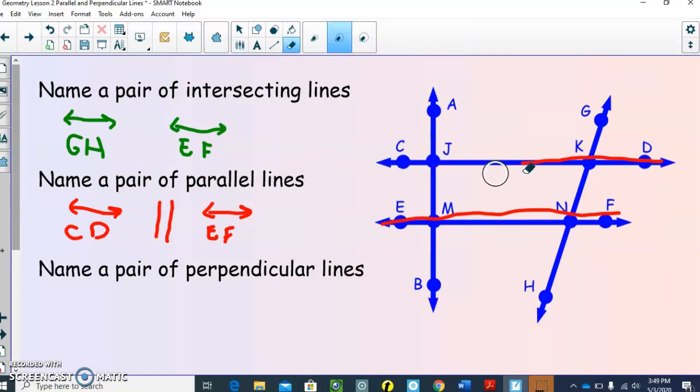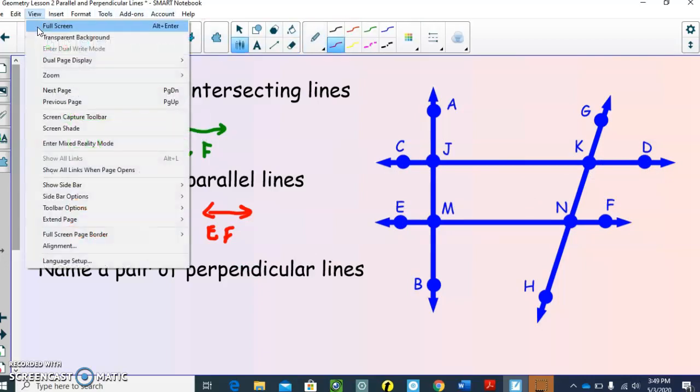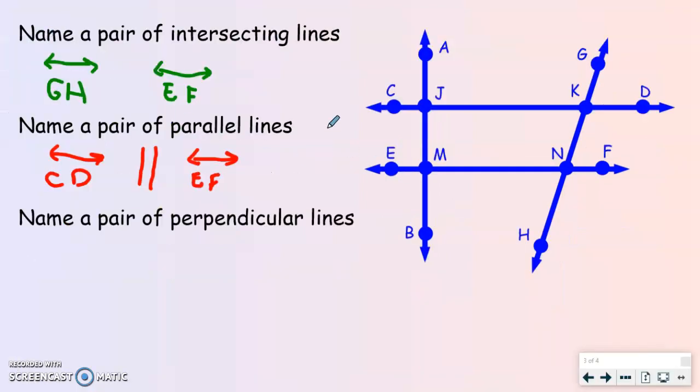And last but not least, we are being asked to find a pair of perpendicular lines. Now you're probably thinking, well, there's no squares, or there's nothing to show me that there's right angles. And that's true. Sometimes you might not be given that little symbol to help you signify if they're perpendicular lines or not. But remember the trick.